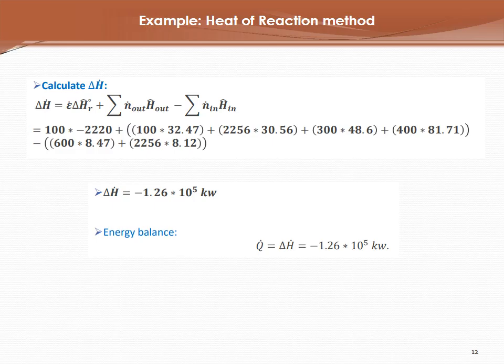So when we do the summation, we get the change in enthalpy for the reactor to be minus 1.26 times 10 to the power of 5 kilowatts. And this concludes our heat of reaction method, where we do the energy balance for reactive systems. And in the last step here, we apply the first law of thermodynamics. We calculate the heat transferred, or the heat taken out from the reactor, and we calculate the final value.